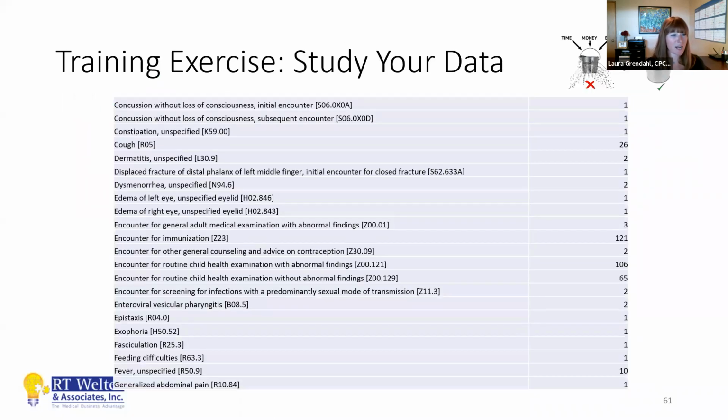And then here again is another visual. This is from a pediatric clinic, and you know, reports matter, reporting matters. And so when we look at it, we can say, well, it looks like based on the screenshot that we have, encounter for immunizations is their most reported diagnosis code, with encounter for routine child health examination with abnormal findings being the second most.